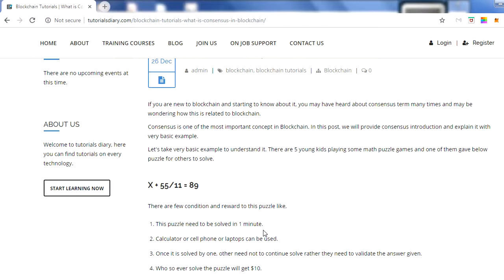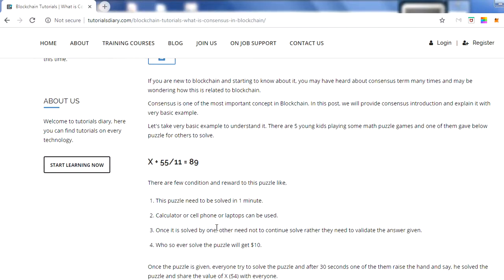The person should not take more than 1 minute, and they can use all the resources they have: a calculator, their cell phones, their laptop, their desktop, and any other medium. Once it is solved by anyone, they can raise their hand and tell everyone, I have solved this puzzle, so you need not spend your effort on this one. What the others have to do is validate the answer given by the first person: is it correct or not? If the answer is correct, the person who solved the puzzle will get $10. These are the very basic conditions.